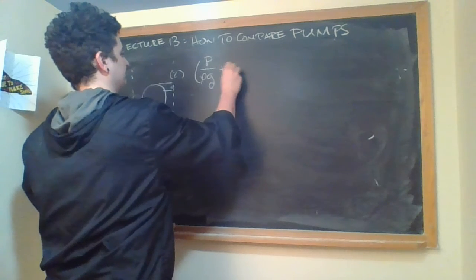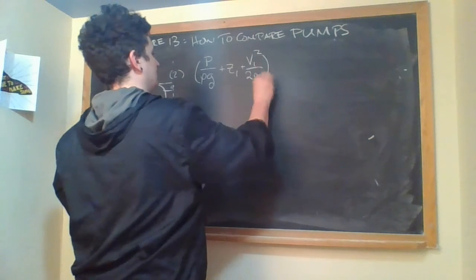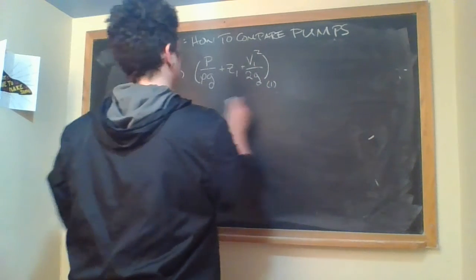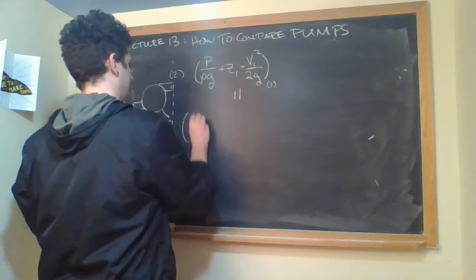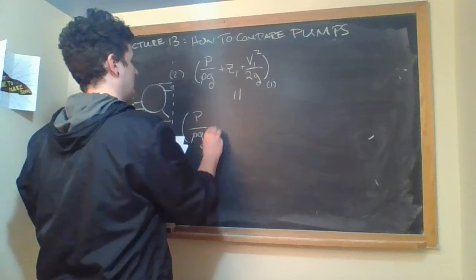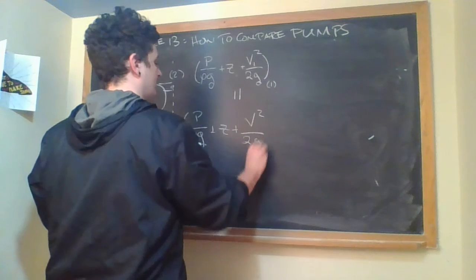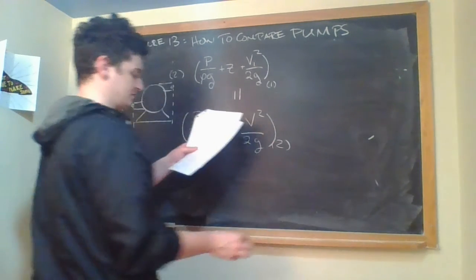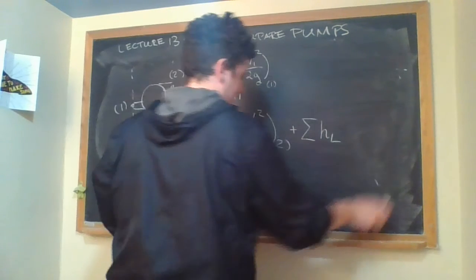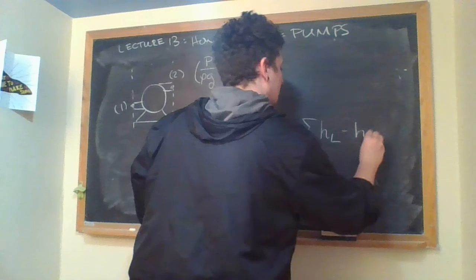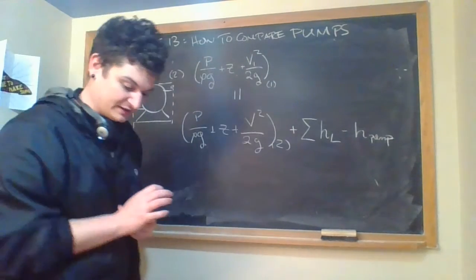G. One. This is going to be equal to... I don't have time to do a downward equal. Sorry. ...2, and then losses. Pump. Okay. From 1 to 2, you get all these things, right?